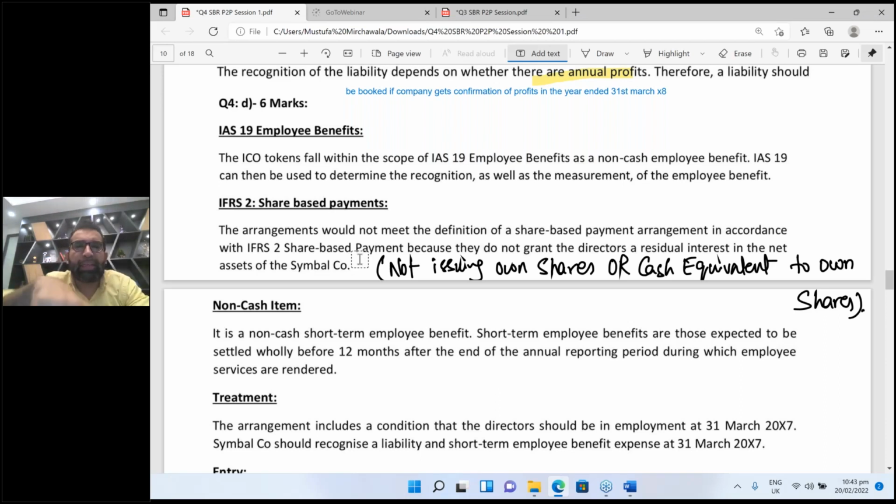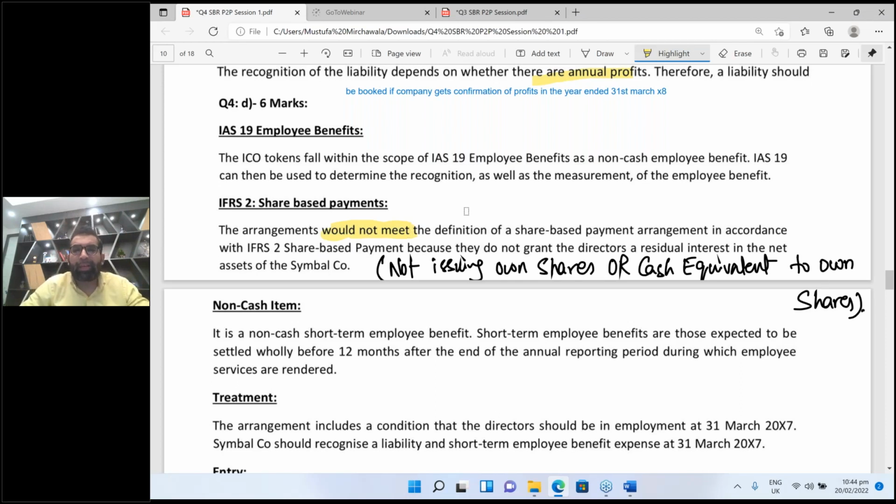See, the ICO tokens fall within the scope of IAS 19 employee benefit as a non-cash employee benefit, because the cars mean non-cash. IAS 19 can be used to determine the recognition as well as the measurement of employee benefits. It deals with all these types of employee benefits except those which lie in the scope of IFRS 2. This was the quiz of the day, the turning point of the day. You guys forgot, I asked the quiz today 1 hour before.